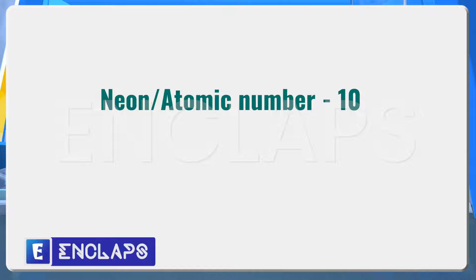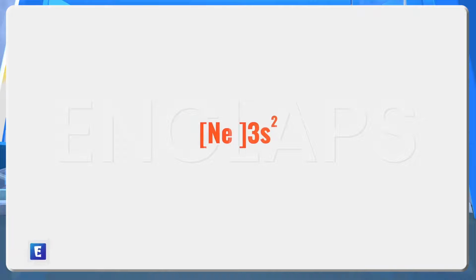So how can we write the subshell electronic configuration of neon? 1s2, 2s2, 2p6, right? So in the subshell electronic configuration of magnesium, the part 1s2, 2s2, 2p6 can be replaced with neon. So we can write the simplified subshell electronic configuration of magnesium as neon 3s2.